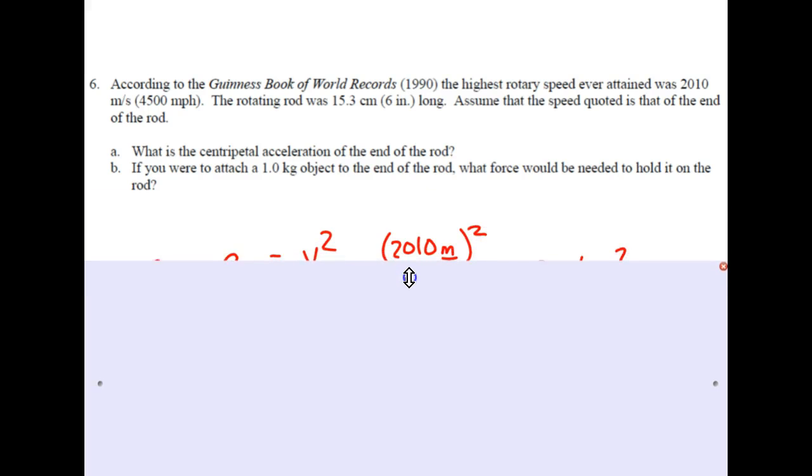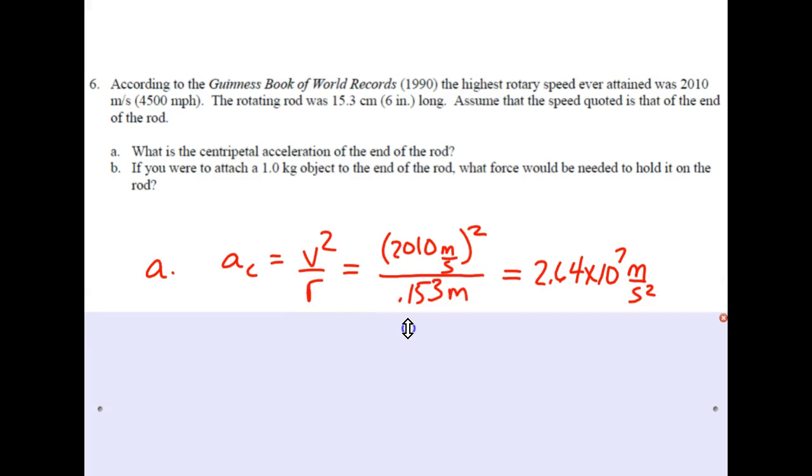We start with A. The formula for centripetal acceleration is a equals v squared over r. They told us the velocity was 2,010 meters per second, and the radius was 0.153 meters. Make sure to convert that from centimeters to meters to be consistent with your velocity units. Don't forget to square when you do your calculation. And when you go ahead and do that, you should get 2.64 times 10 to the 7th meters per second squared to 3 digits.